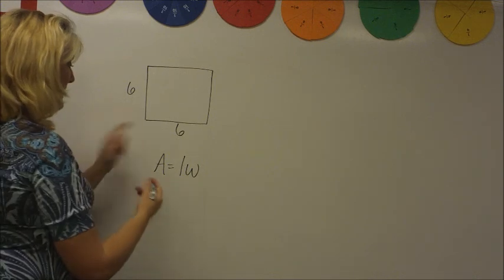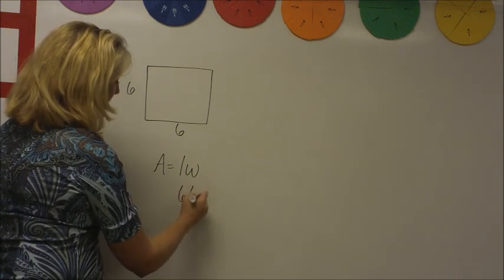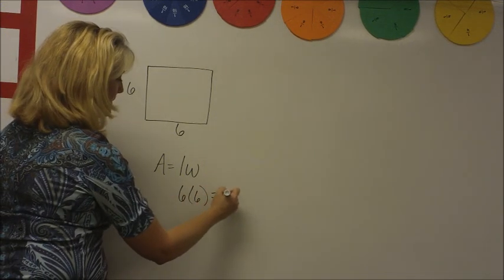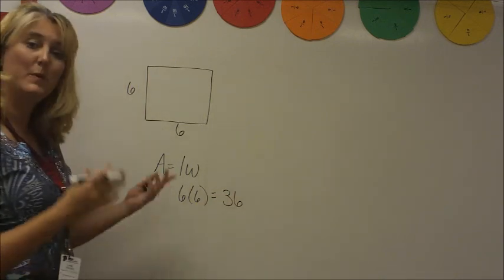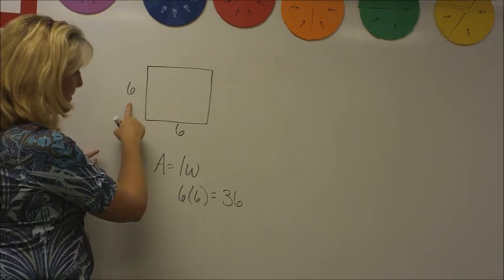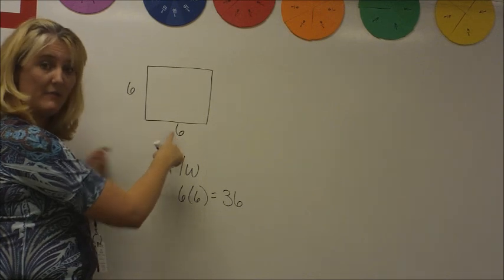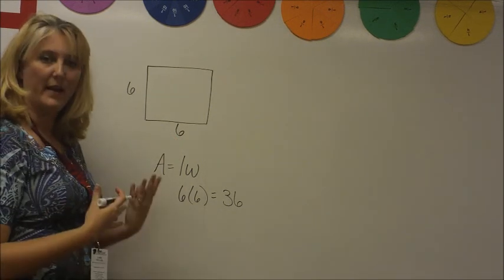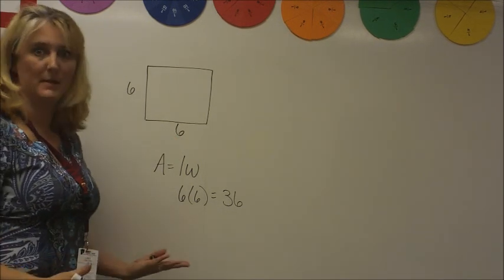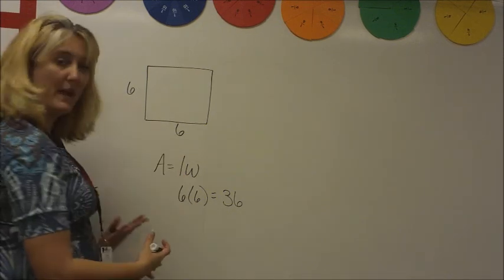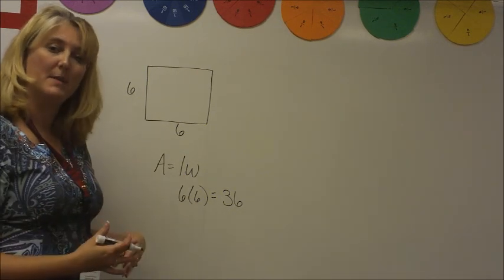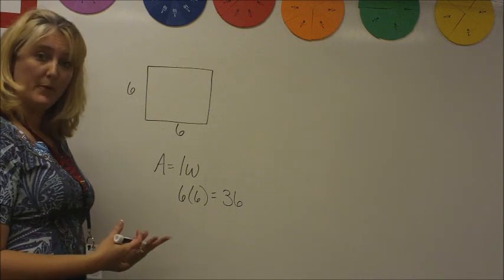Okay? And in the case of a square, the length and the width are both the same number. So when we find the area of the square, we multiply a number times itself. That's why it's called squaring a number. Okay? It's not just something that some mathematician made up. There is a mathematical reason why multiplying a number times itself is called squaring a number.